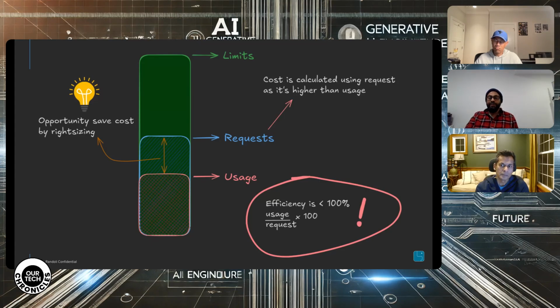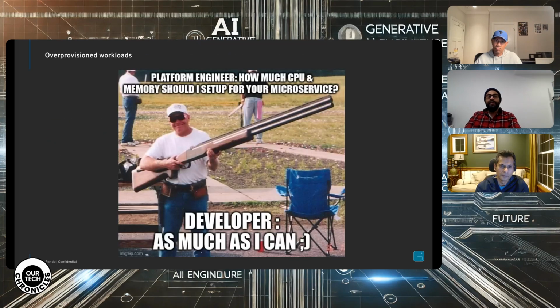Why? There's a funny graphic that I have. If you're a developer and you're asked how much CPU and memory do you want, people err on the side of caution. We've done it too, when we were developers. Like, I don't want to have any memory problems.